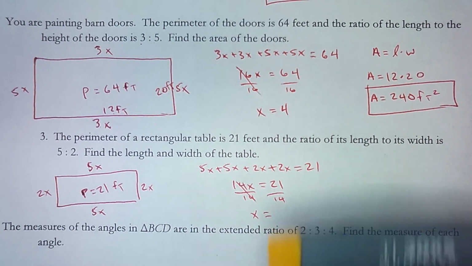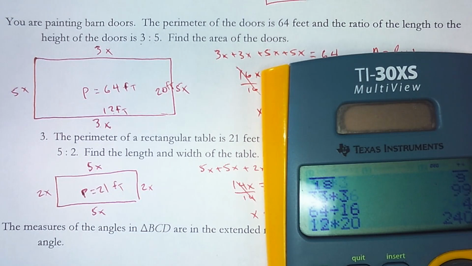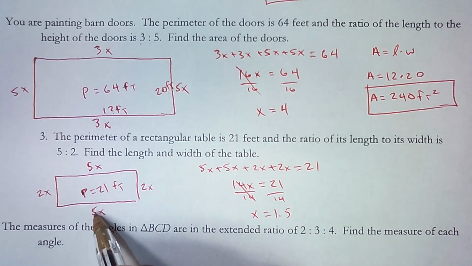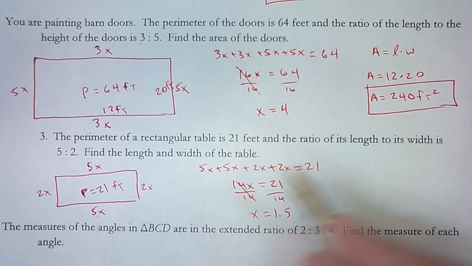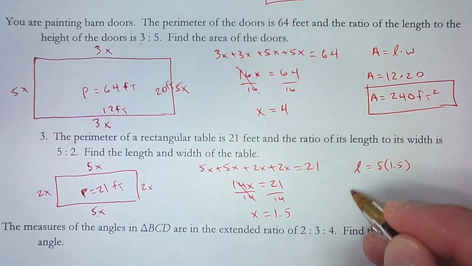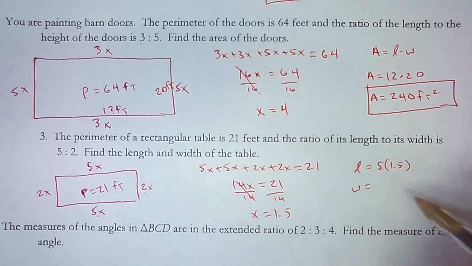So I get x is 21 divided by 14, 1.5. So x is 1.5. So the length is 5 times 1.5. The width is 2 times 1.5.